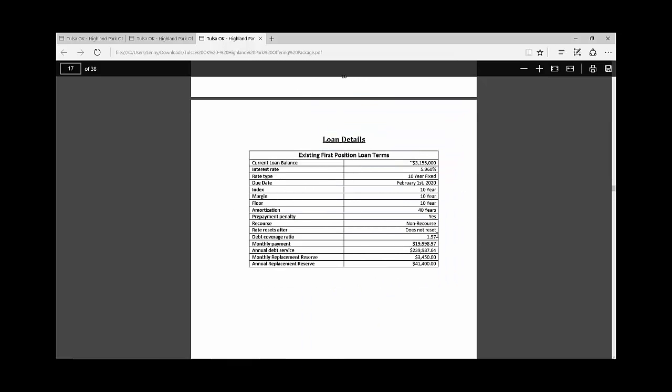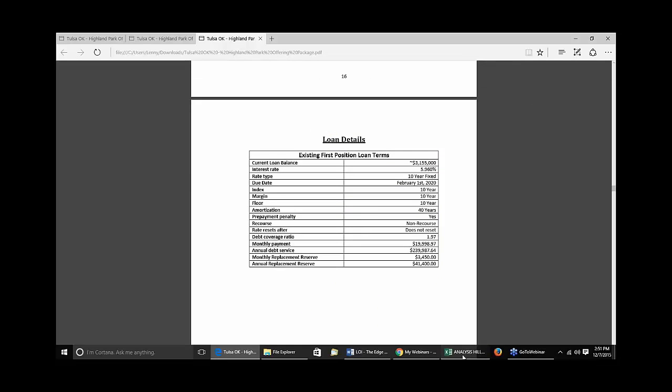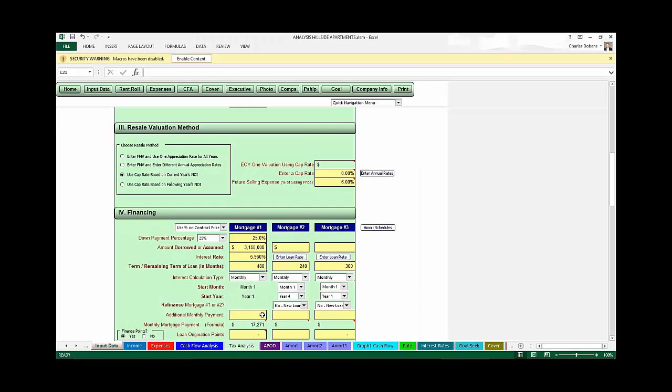Does it tell you how much though? What the monthly payment? Almost $20,000, and I think we came up with about $17,271. I bet you the difference is in the outstanding loan amount. They said approximately 3.155. It's obviously going to be a little bit more.